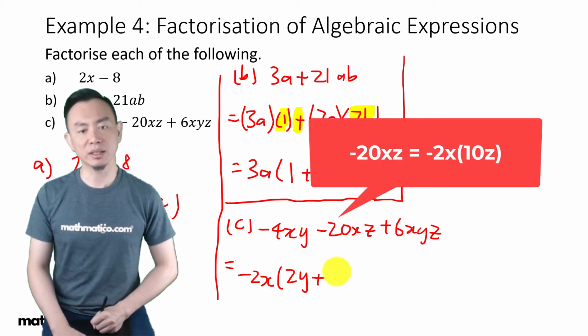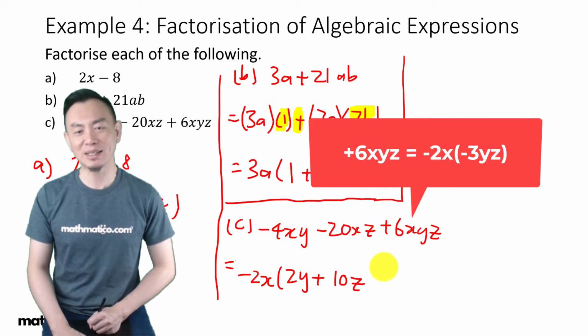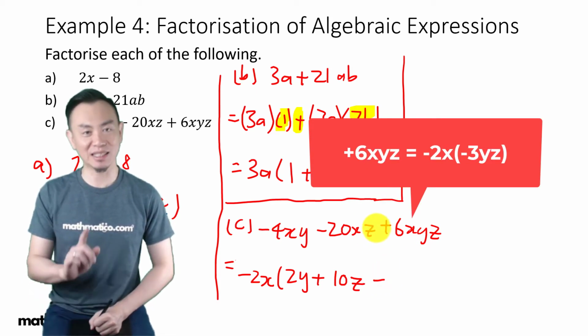2 times 10 is 20, so this is 10. x gone out, so it's not here anymore. z is left behind. This is a plus. If you factor out a negative from a plus, you're left with a negative. Okay, so this is the tricky part.